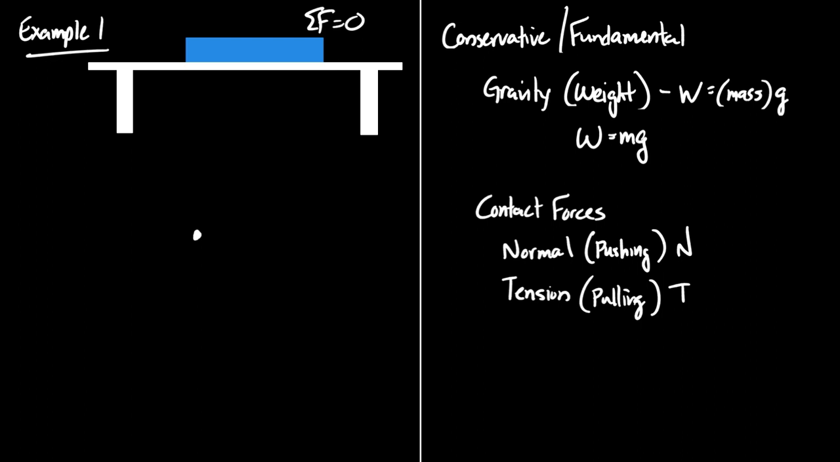You can have multiple surfaces touching an object, and you can have multiple ropes attached to an object. So there can be more than one normal and more than one tension. So be careful. The thing you need to know though, normal forces are perpendicular to the surface.